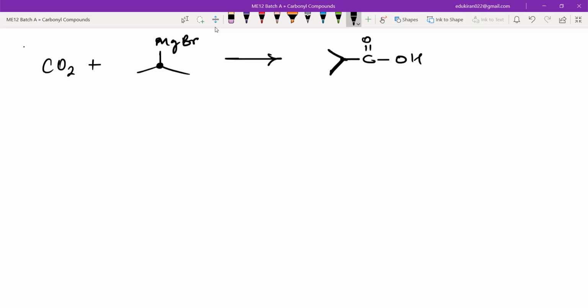Okay, now one more thing. So in this case I can write, if you want to do a conversion, let us say, from 2-bromopropane to 2-methyl ethanoic acid.